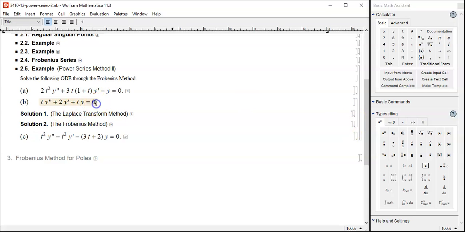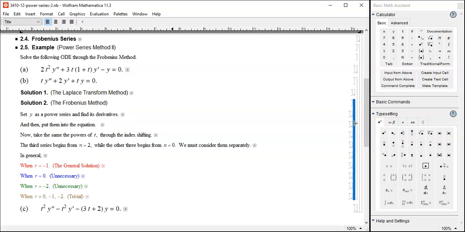Okay, here's an example. And by the way, does everybody recall this problem? This is something we studied earlier already. We studied it in the Laplace transform method. But this time, let's just go ahead with the Frobenius method.